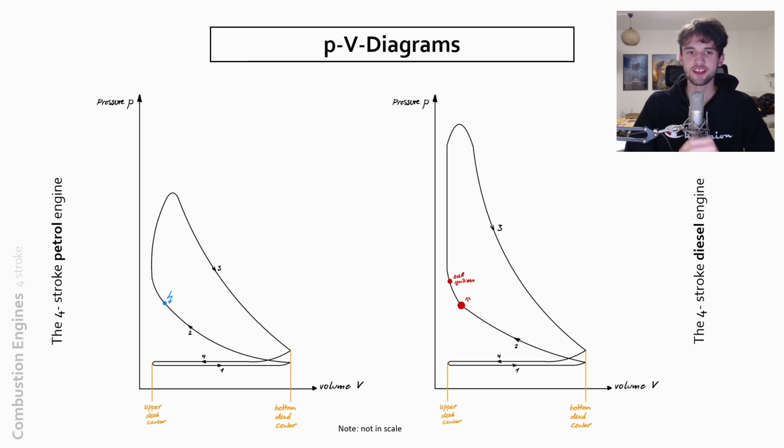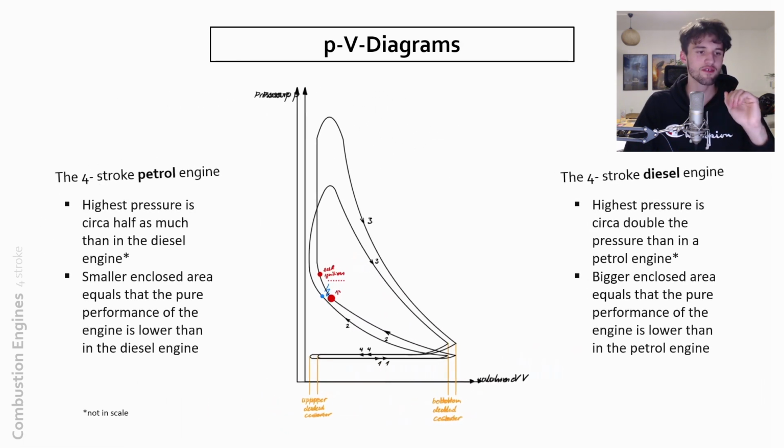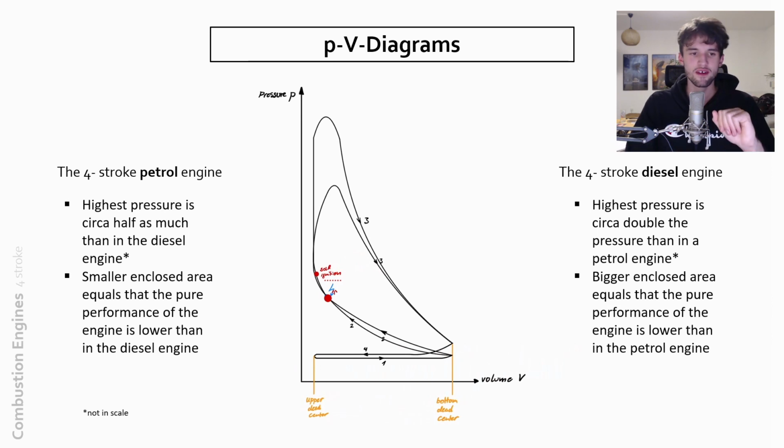And in the diesel engine, the pressure rises extremely after the self-ignition, and the highest pressure point is reached shortly after the piston left the upper dead center. And if we put both diagrams together and on top of each other, we can see that the diesel engine encloses a bigger area than the petrol engine, which, according to the outcome of this diagram, tells us that the pure performance of the diesel engine is higher than that of the petrol engine.